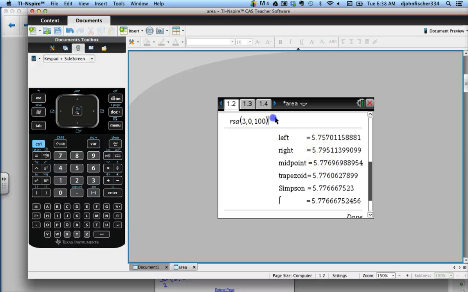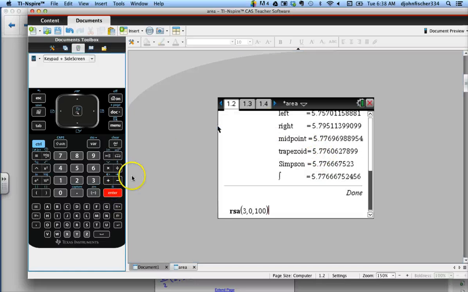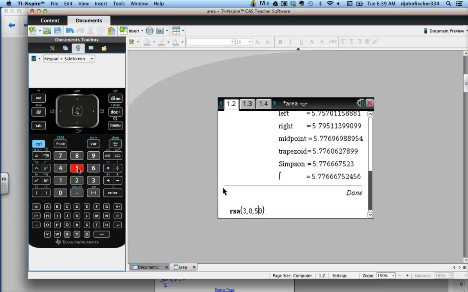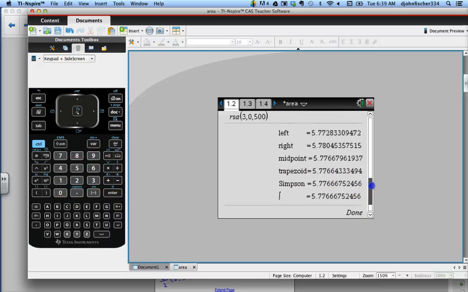So I'm guessing my values are going to be close to 5.7 something, 5.8. And I can go back and say, well, that's getting pretty close. Let's do it one more time here, see what happens. Let's do 500 intervals. Enter. So there's my value. Now look at this. My left is 5.77, 5.78, 5.776. So I'd say 5.77 is pretty close to my area from 0 to 3.